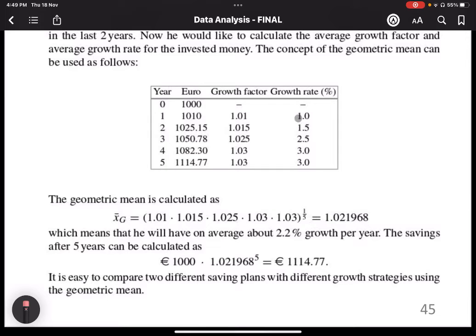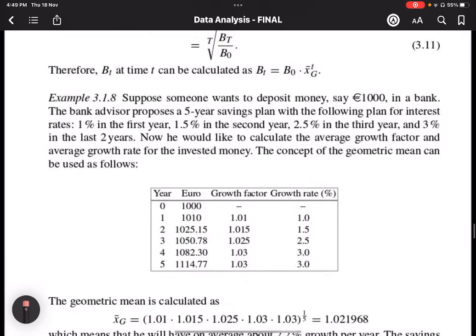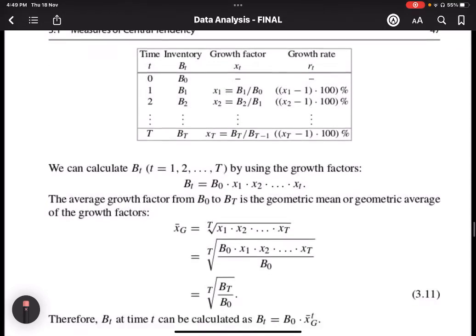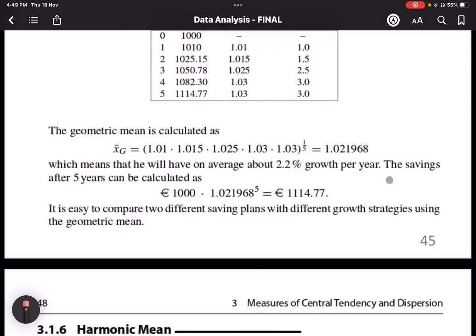So the growth rate is computed by, tingnan natin yung original formula. Growth rate is computed by deducting 1 from the growth factor and then multiplying it by 100. The savings after 5 years, we can multiply the derived average growth factor with the initial investment. So for 5 years, we have the 1,114.77 as the total earnings.